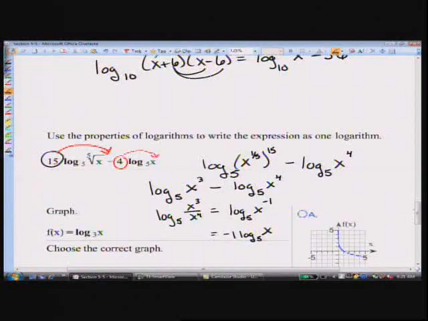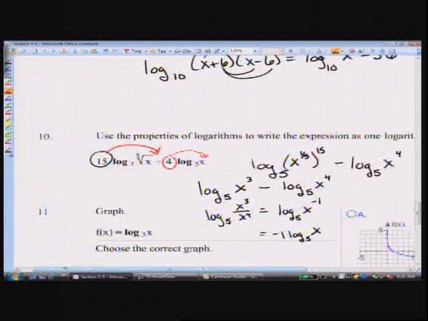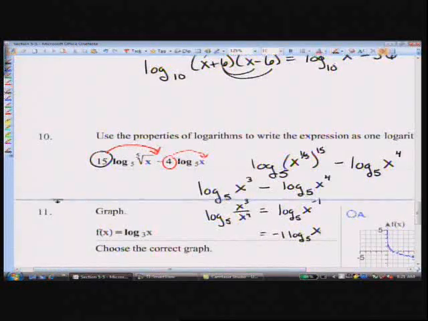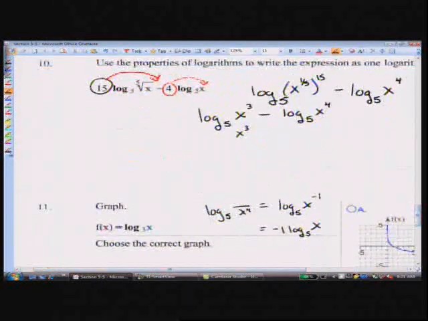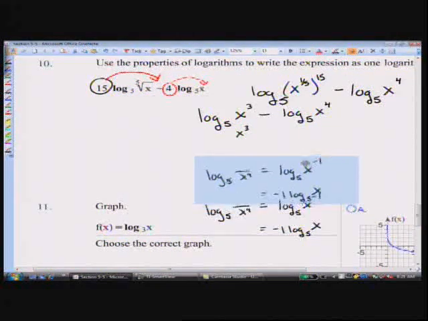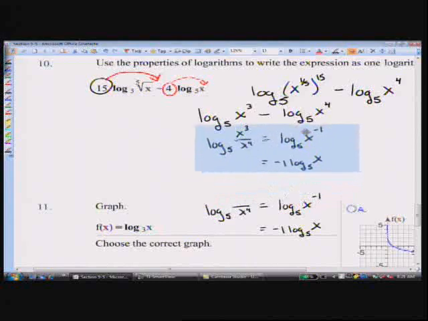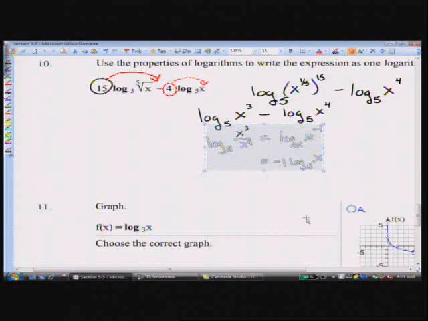I guess this next one, I'm kind of squished over here. That's number 10. Let me get to number 11. Hopefully it'll let me.